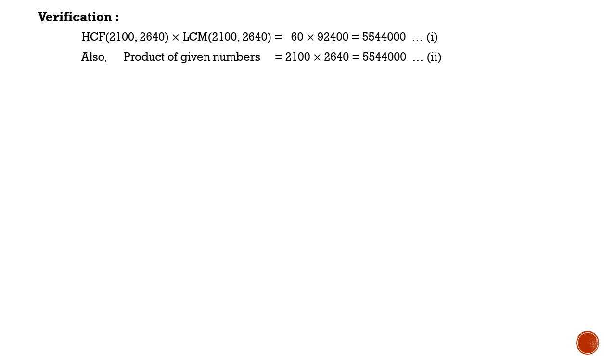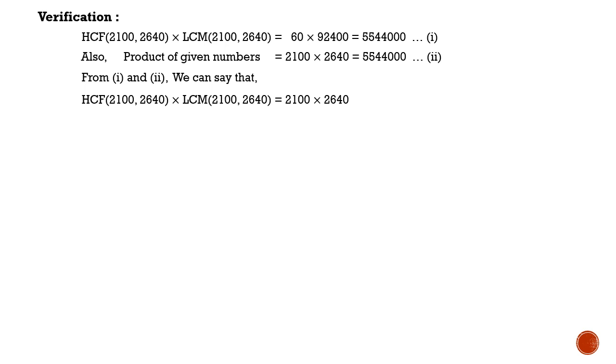So from 1 and 2 we can clearly see that HCF of 2100 and 2640 into LCM of 2100 and 2640 is equal to 2100 into 2640. That is, the product of numbers is equal to LCM into HCF, hence verified.